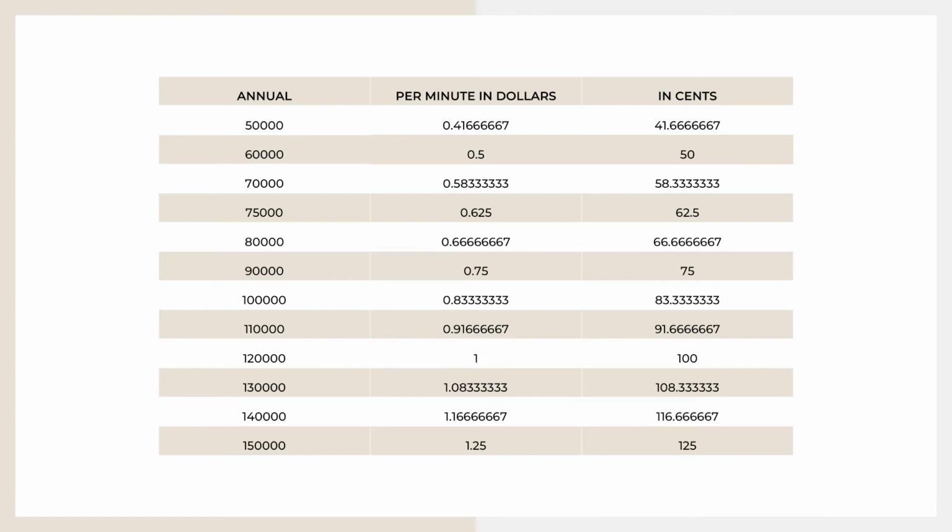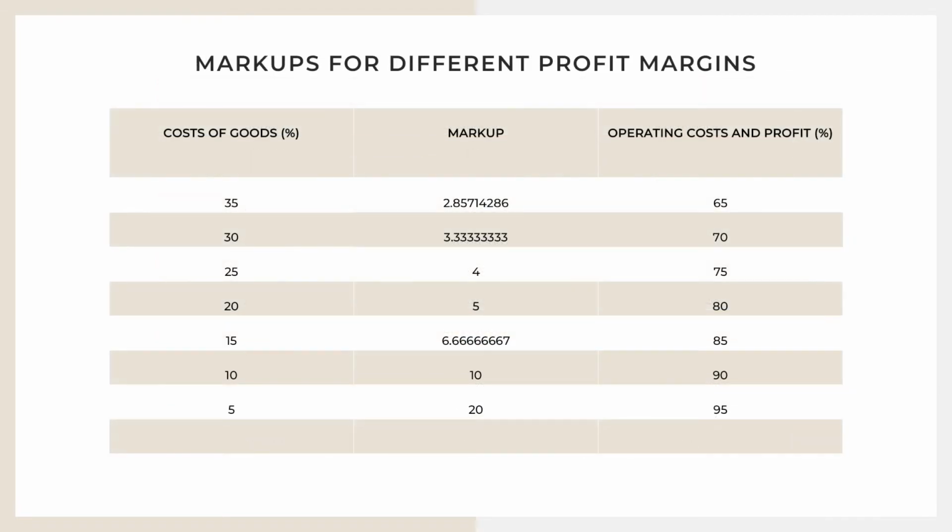Okay, so you can do the same math for any amount you want to make per year. Here's the chart from the earlier slide. Use it to find what you want to charge and what the corresponding per minute earnings are. Okay.